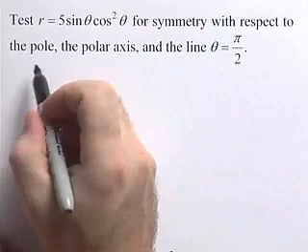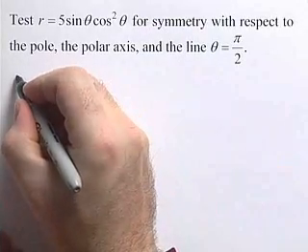We're going to test a polar equation for symmetry. We're going to check for symmetry around the pole, with respect to the polar axis, and with respect to the line theta equals pi over 2. We'll go ahead and start with checking for symmetry around the pole.